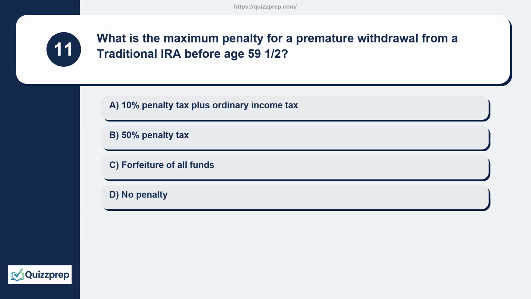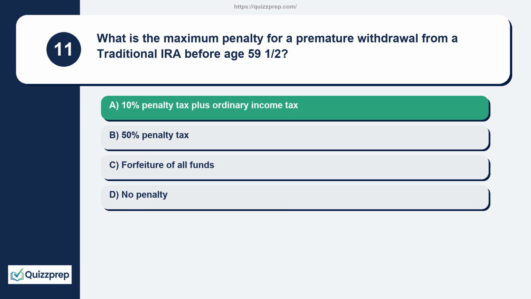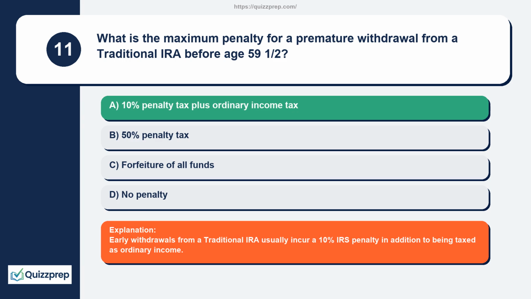Question 11. What is the maximum penalty for a premature withdrawal from a traditional IRA before age 59.5? 10% penalty tax plus ordinary income tax. 50% penalty tax. Forfeiture of all funds. No penalty. Early withdrawals from a traditional IRA usually incur a 10% IRS penalty in addition to being taxed as ordinary income.